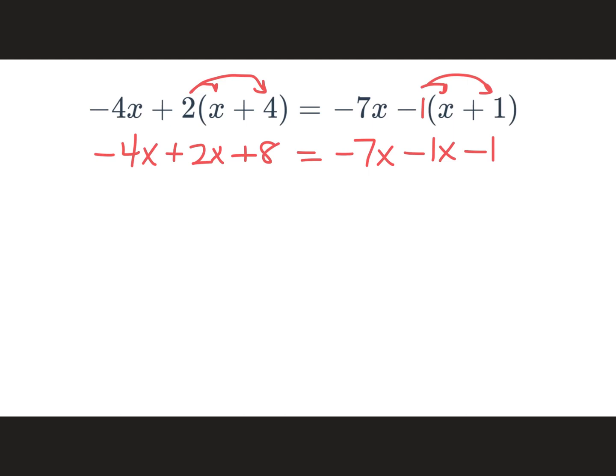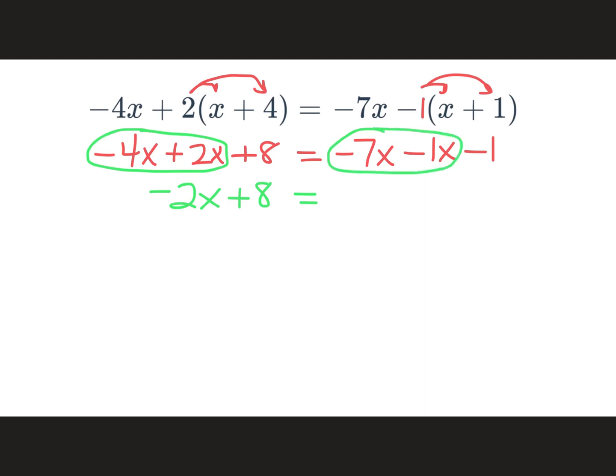Step 2, I am going to simplify each side of the equation. For the left-hand side, I have 2 terms that have x. So -4 plus 2 is a -2x plus 8 equals. And then here I also have 2 terms that have x. So a -7 and a -1 gives me a -8x minus 1.